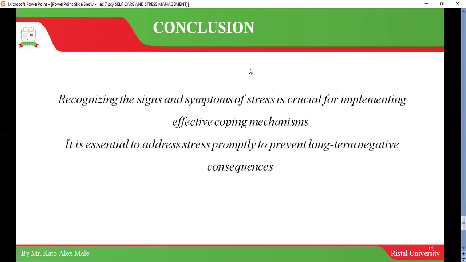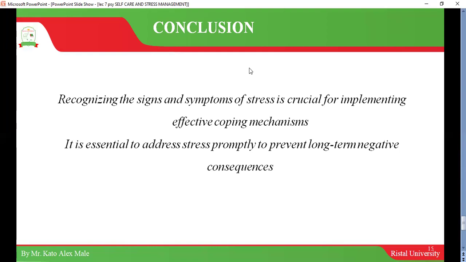This comes to the end of our lecture for today. In conclusion, recognizing the signs and symptoms of stress is crucial for implementing effective coping mechanisms. I think that one is clear. It is therefore essential to address stress promptly to prevent long-term negative consequences.